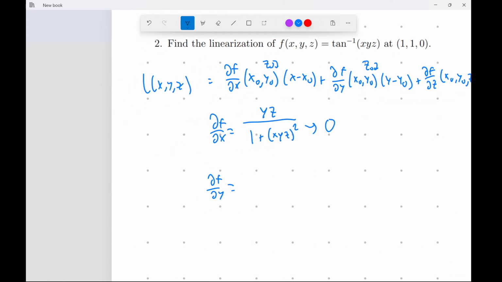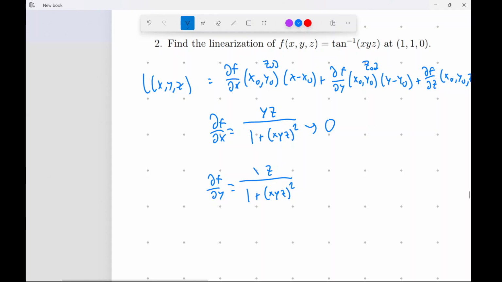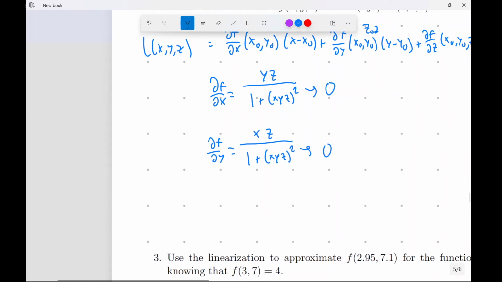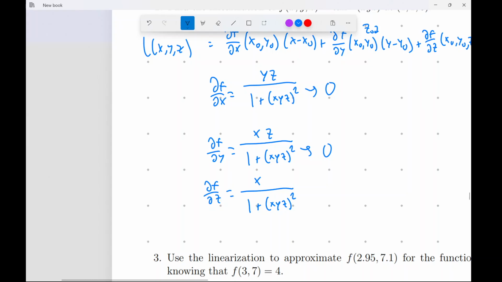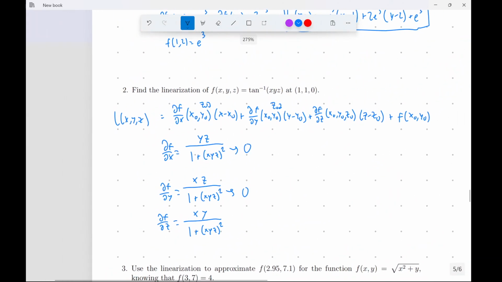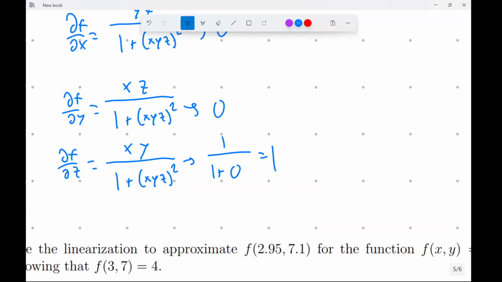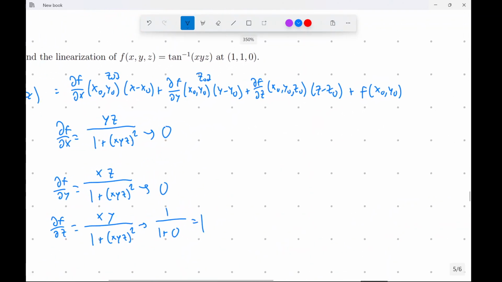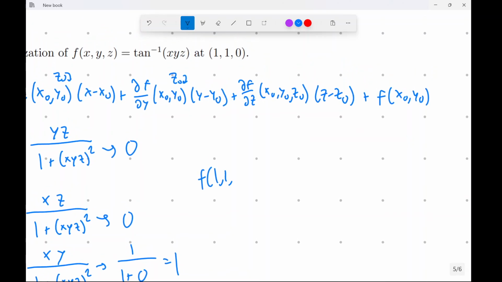Partial f partial y will be the same thing. When we do the chain rule, it'll be x times z, but z is 0, so again that goes to 0. And then partial f partial z is the same thing, but this time instead of xz on the top, we'll have xy. But now x and y are both 1. This is 1 over, and then z is 0, so this is also 0. That's equal to 1. Okay. So now I have enough information to compute my linearization. I also should get f of (1, 1, 0), which is arctan of 0, which is 0.